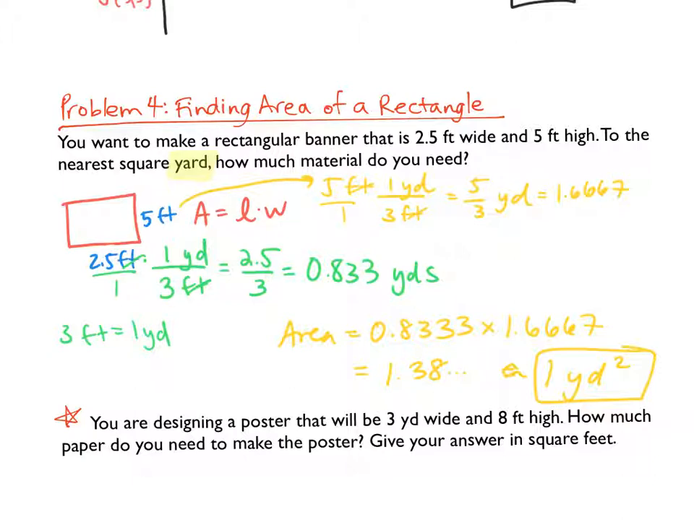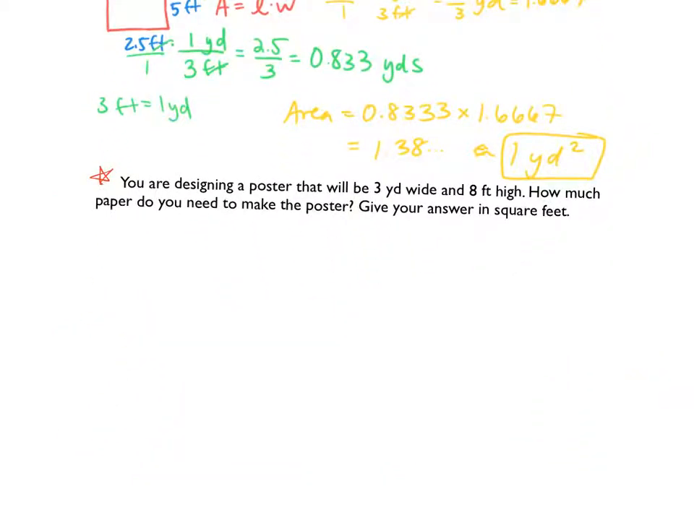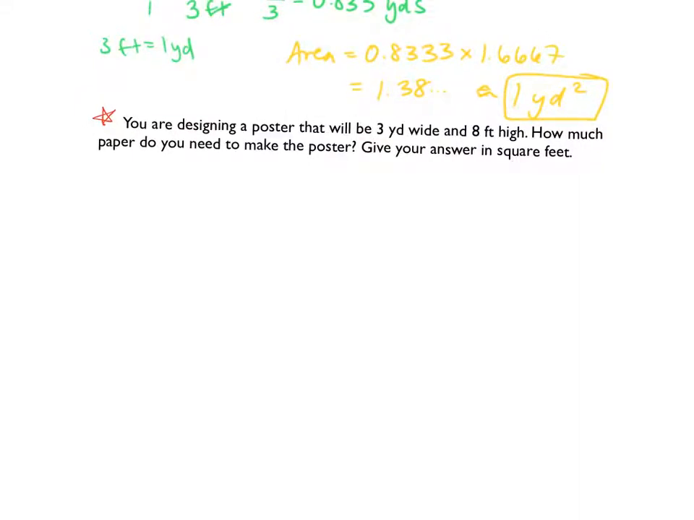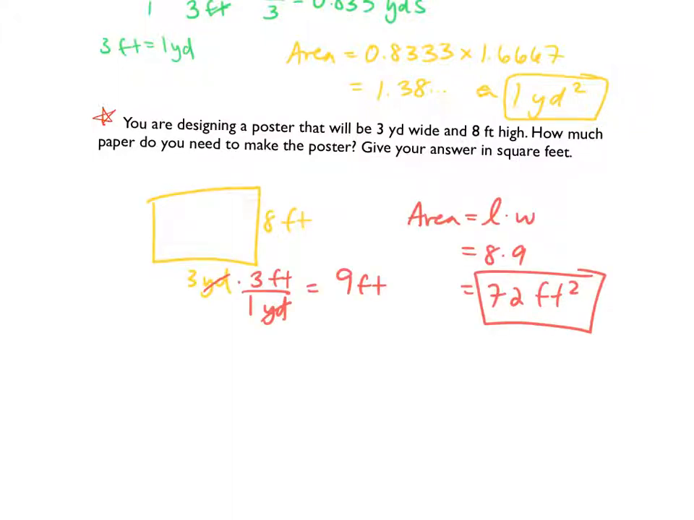Okay, and so try this one on your own. Push pause and then get back to check your answer. Okay, this one was a little bit easier because you only had to convert the one and it wasn't a fraction or a decimal. So the width changes to 9 feet, so then it's 72 feet squared. Hopefully you got that.